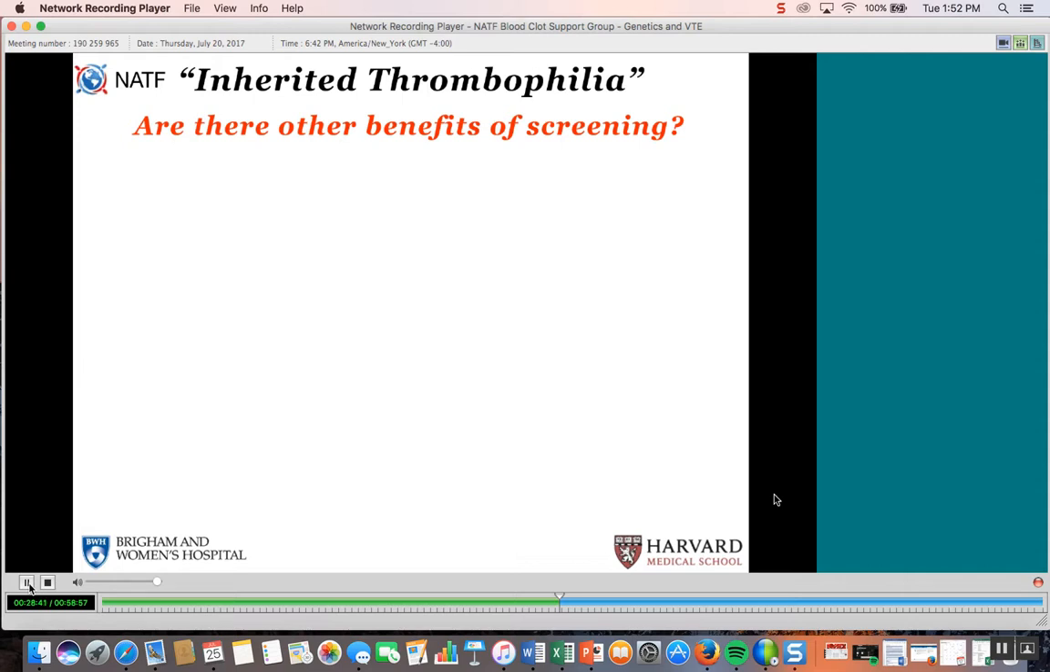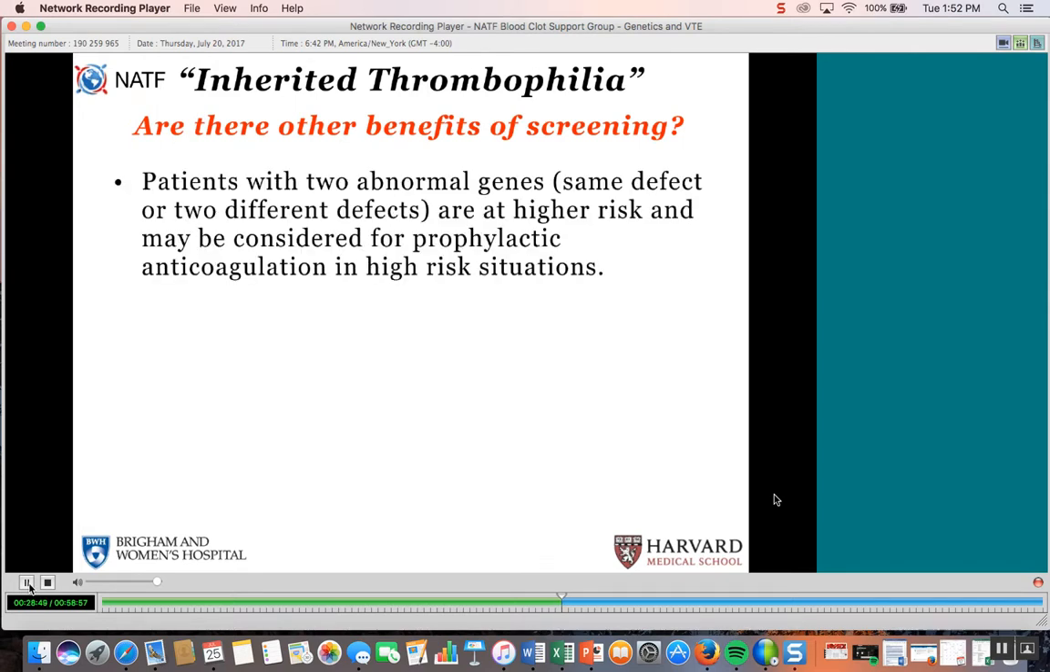So are there other benefits of screening? And again, we need to use our good clinical judgment and our knowledge. And there are benefits. So in patients that have two abnormal genes, the same defect that is inherited from both parents, or two different defects, you may have a factor V Leiden and a protein C deficiency.